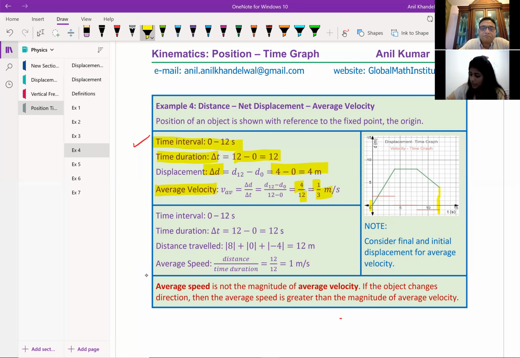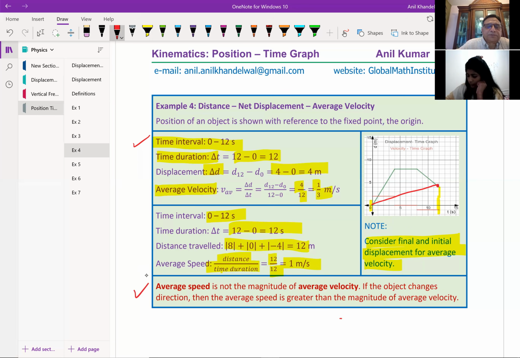Perfect? On the other hand, we have given you the calculations for average speed, with the time interval being 12 seconds and the distance traveled being 12 meters. Average speed is distance over time duration, so it is 1 meter per second, correct? So consider final and initial positions for velocity. For velocity, we are only considering the net. Do you understand? That is how we do it, correct?